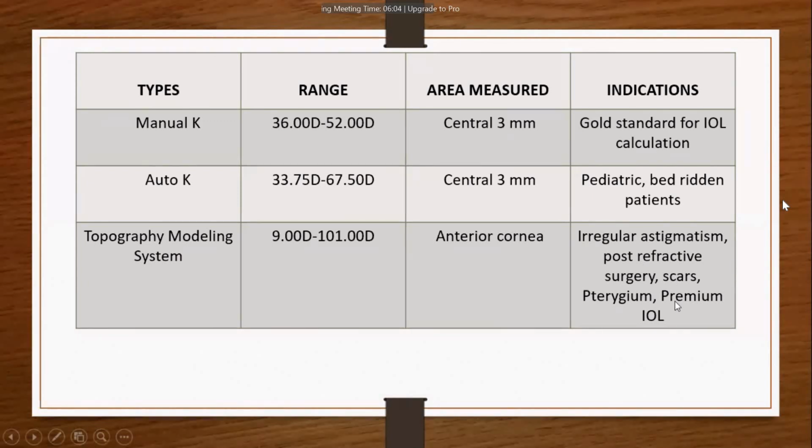Most of the time, whenever we are implanting multifocal IOLs, many doctors go for a topography modeling system, since it gives both the anterior and posterior corneal curvature, because a premium IOL is a multifocal IOL. The main reason the patient goes for a multifocal IOL is that after surgery they do not want to use glasses. So in that case, the doctor mostly relies on the topography system rather than the manual or auto keratometer.